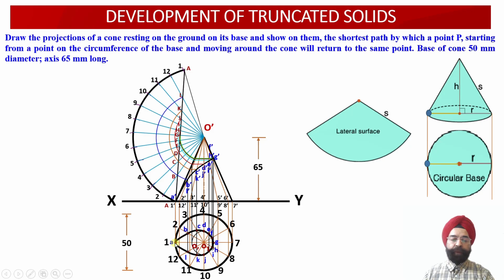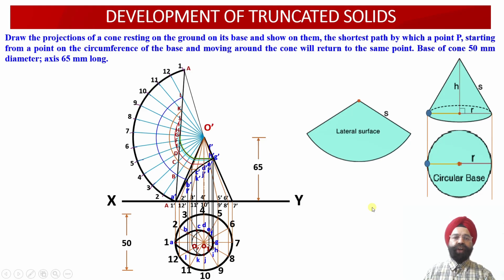Similarly, in the top view projections, we can see now the point P is going to move along the circumference of the cone in one revolution so that it is going to pass through the surface of the cone and it should be reaching the same point of the base after one revolution, so that the distance covered by this point P should be the minimum possible distance over here. So it should be the shortest distance covered by the point P.